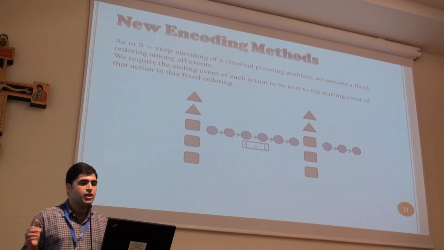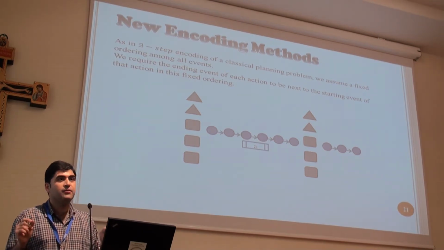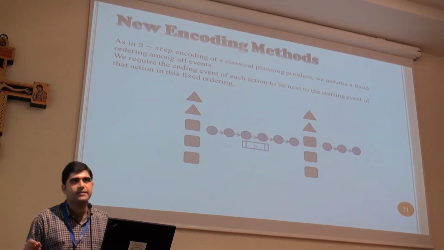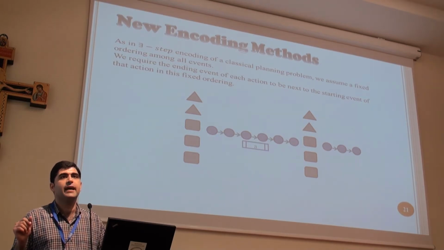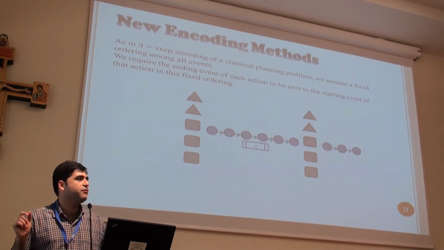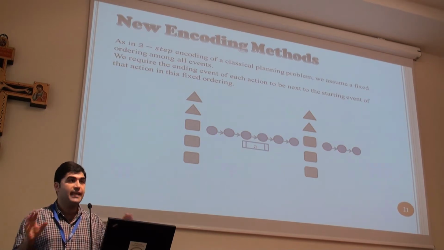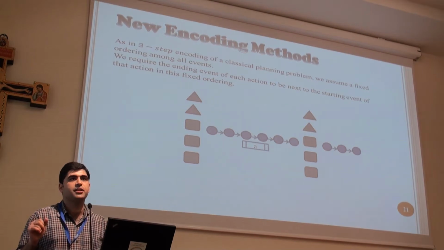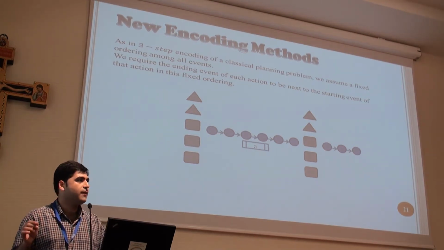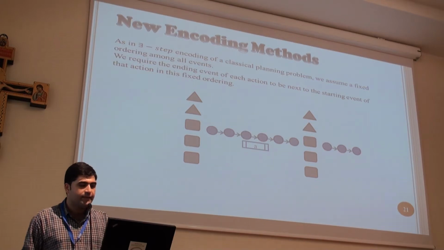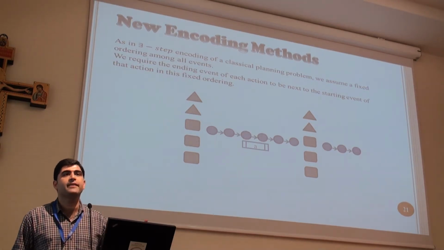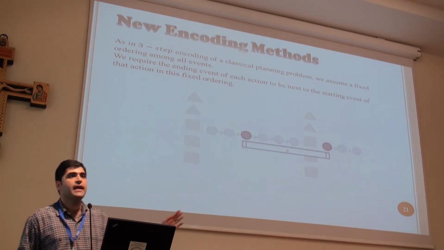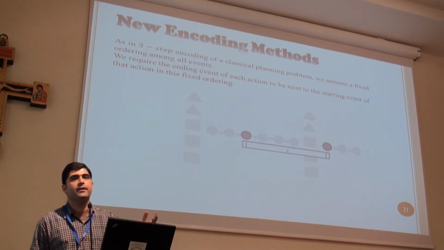And now I described how we implement our encoding. Like there exists in classical planning, we need the order of the events to be fixed, and we also need that in this order the starting event of each action be next to the ending event of that action. This doesn't mean that an action should be started and ended in one step, because the SAT planner can choose the starting event in one step and the ending event in another step.